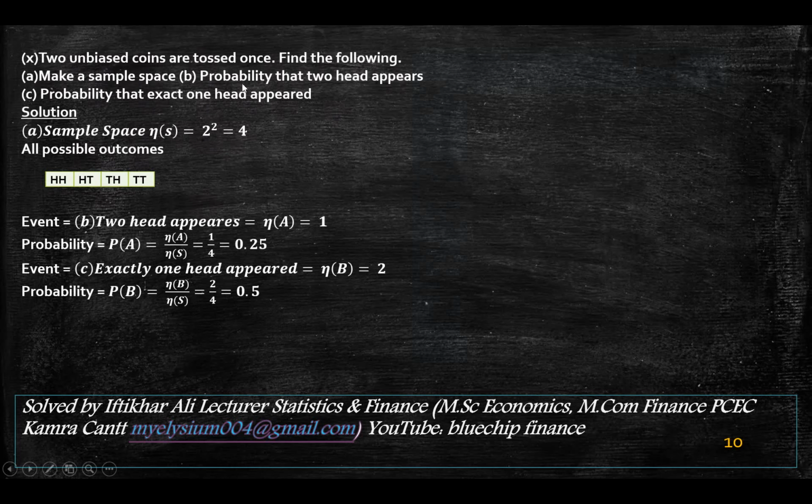After that, the B part is the probability that two heads appear. So the event is two heads appear. As you can see here, exactly two heads appear only one time. So probability is 1 by 4, that will be 0.25. And C, the probability that exactly one head appears. So outcomes 1 and 2, these are the two outcomes in which exactly one head appears. So the event is 2 and probability is event divided by sample space, so 2 by 4 equals 0.5.